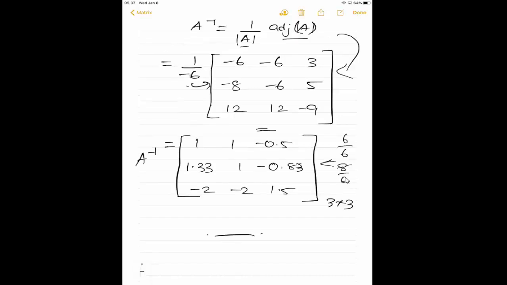Hope you understood how to solve the inverse of a matrix using minors, cofactor and adjoint.